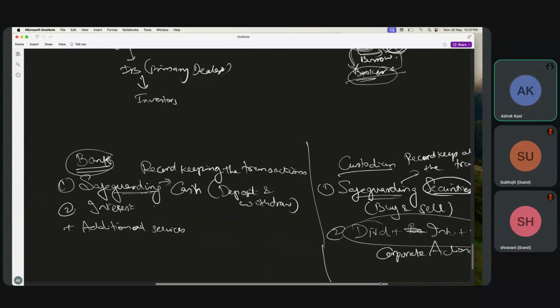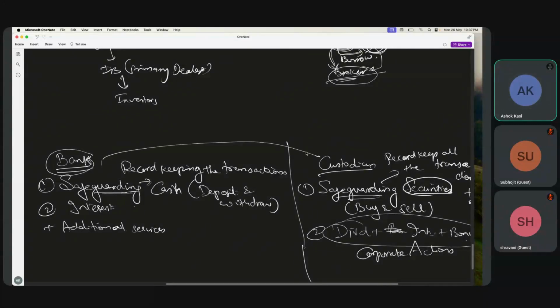That is the reason the bank is already doing this work. The bank thought there is a lot of similarity between bank and custodian. So HDFC Bank, which is doing this work, took an additional license and they became what? They became HDFC Securities. Similarly, ICICI Bank became what? ICICI Securities.